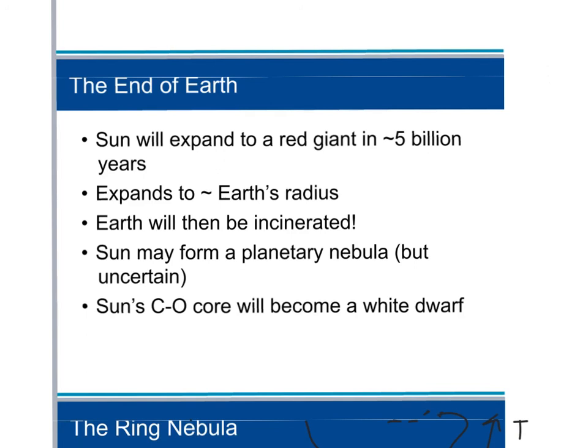So the sun may form a planetary nebula, but we don't know that. Astronomers don't know it yet. It's just a hypothesis that hasn't been proven. And the sun's carbon and oxygen core is going to end up becoming a white dwarf. That's another form of a star, remember? So it's a white dwarf, and then it's going to grow into a red giant, and eventually go back to being a white dwarf when it gives off a lot of that heat again.